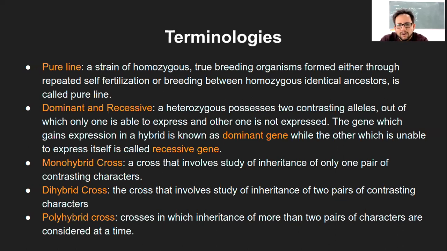And we had also spoken about why the dominant and recessive exist at this moment. Then monohybrid cross, which we have seen earlier, is the cross which involves the study of inheritance of only one pair of contrasting characters.